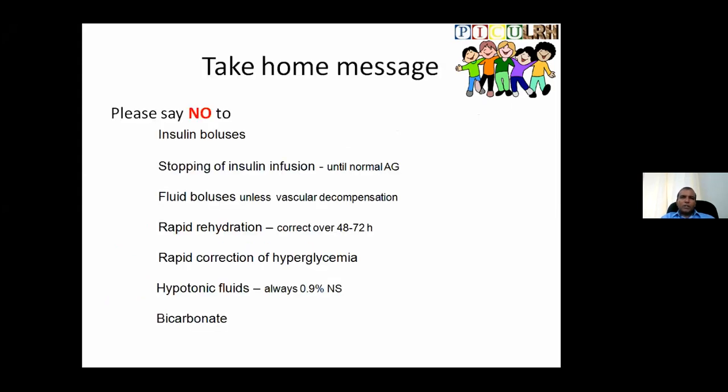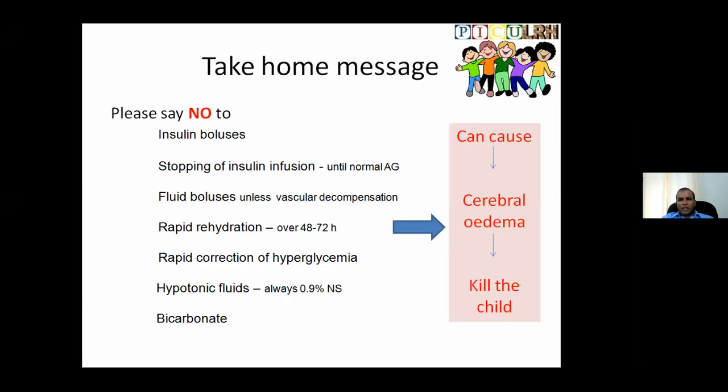If you think about the summary, this is what you should know. When you're managing DKA, if you're not doing these things, they will go home. No insulin boluses, no stopping of insulin infusions until normoglycemia, no fluid boluses unless you see vascular decompensation, no rapid rehydration, always correct over 48 to 72 hours, no rapid correction of hyperglycemia, no hypotonic fluid, always use normal saline, 0.9% normal saline, and no bicarbonate, because all these things can cause cerebral edema and kill the child. So basically, if you are not doing these things, they will survive.